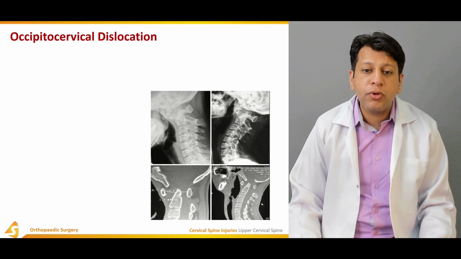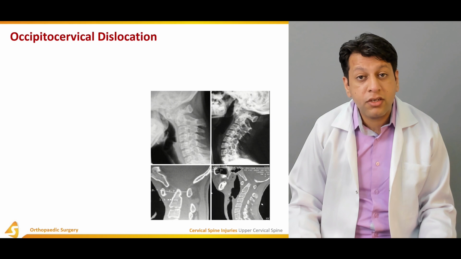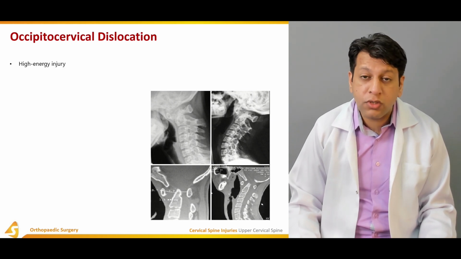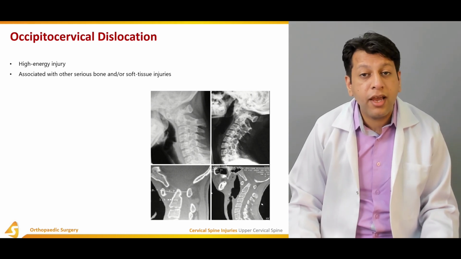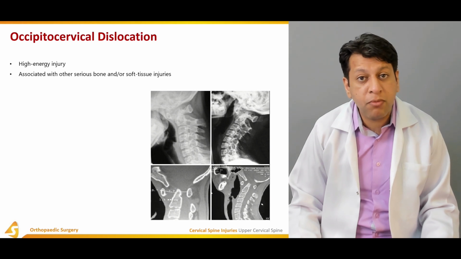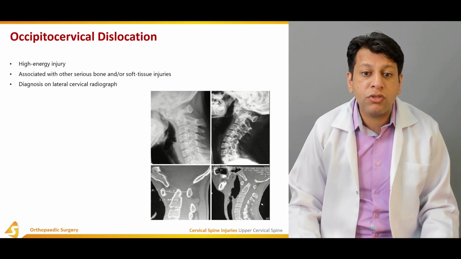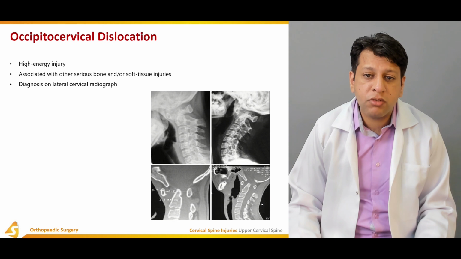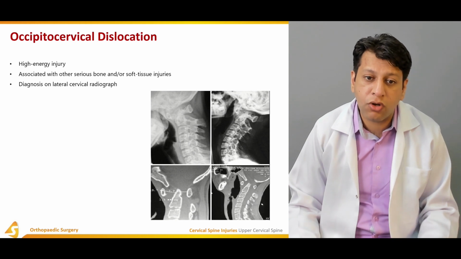Now coming to the occipitocervical dislocation, although it's a very rare injury, if it does occur, it can actually lead to death as well. It's usually associated with high energy trauma, along with other serious bone and soft tissue injuries, and the patient may not even survive before reaching the hospital. It is most commonly seen on the lateral cervical radiograph. There may be associated, not dislocation, but subluxation. With subluxation without neurologic compromise, the patient may survive until reaching the hospital.